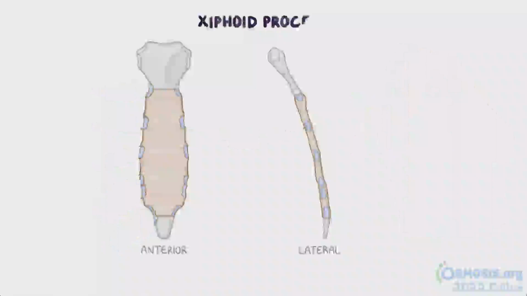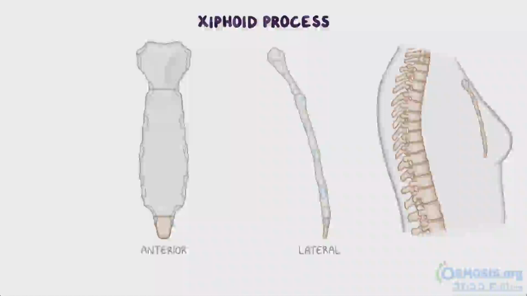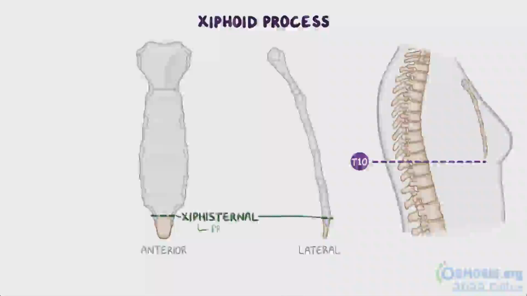The xiphoid process is the smallest and most variable part of the sternum. It's thin and elongated, and its end lies at the level of T10 vertebrae. Between the body of the sternum and the xiphoid process, there's the xiphosternal joint, which is a primary cartilaginous joint.